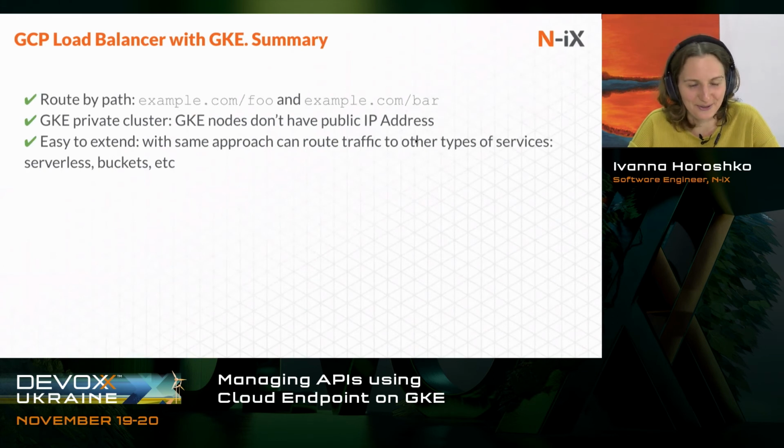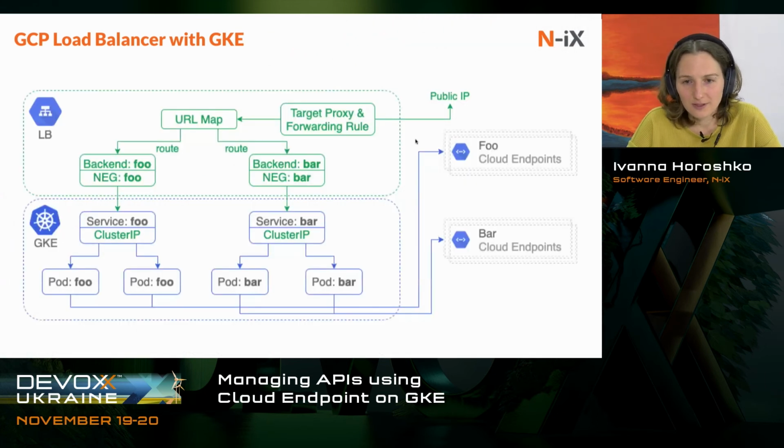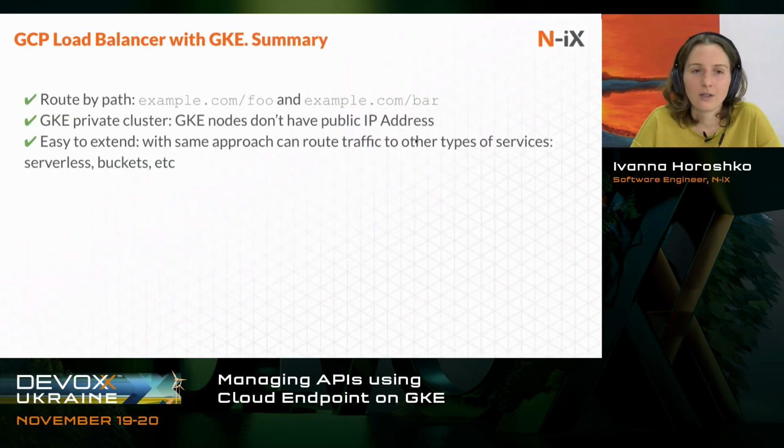Why do I like this approach? First of all, we do have the possibility to route requests based on path as we wanted. And of course, we are still using our approach with Cloud Endpoints. So Cloud Endpoints is still responsible for providing the functionality that we need for security, managing, monitoring, and stuff. Just for exposing, we don't use Cloud Endpoints directly, but we use this load balancer. So we still can route by path.